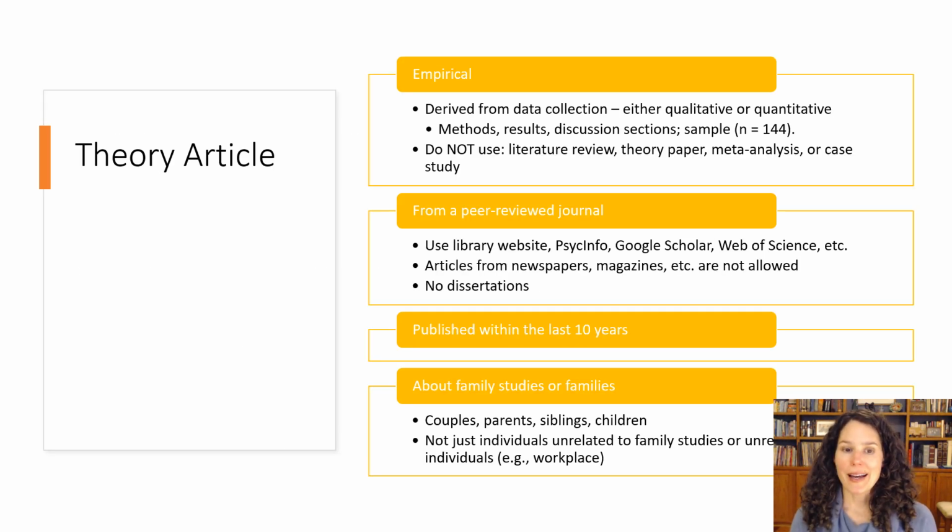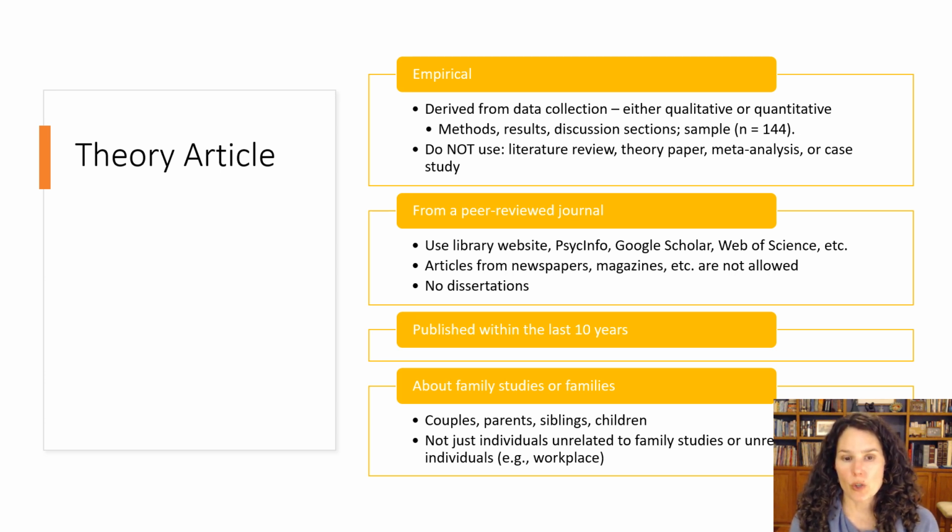So some more details about the theory article requirements, which again are tricky. The next requirement is that it has to be empirical. This means that the article is written from original data analysis. It can be qualitative, which is like interviews, or quantitative, which is numbers. Basically, you're looking for an article that says this study, we studied this number of people, it lists an N or a sample size, it has sections like methods, results, and discussion.